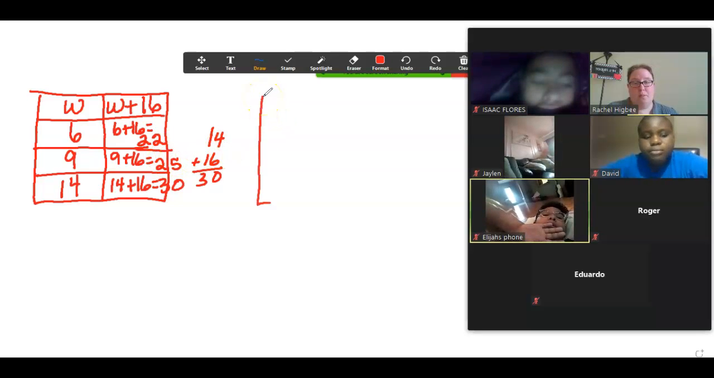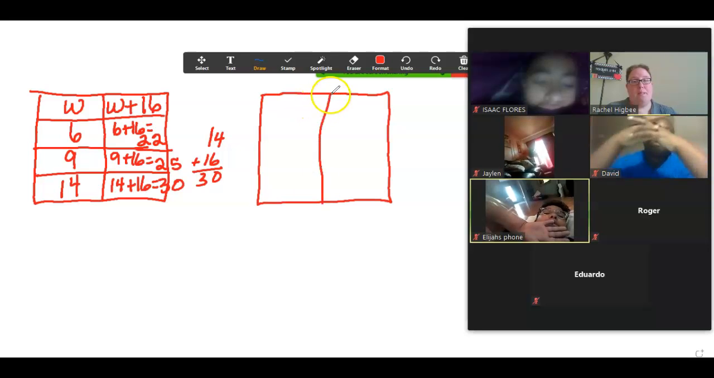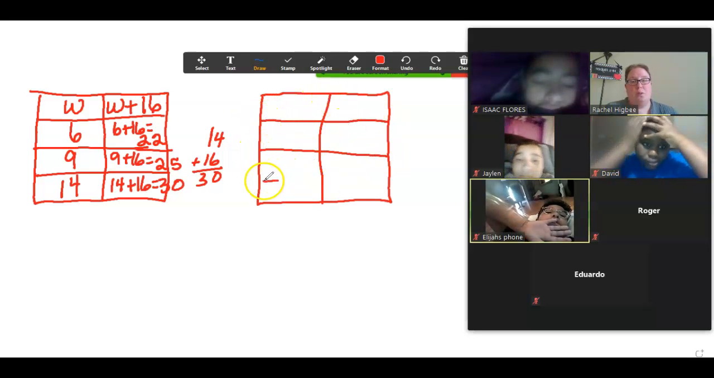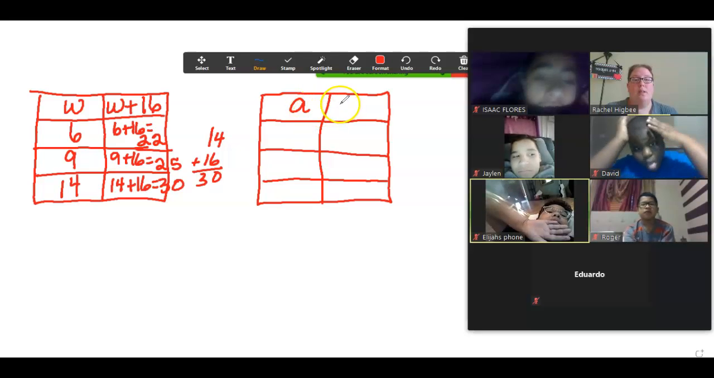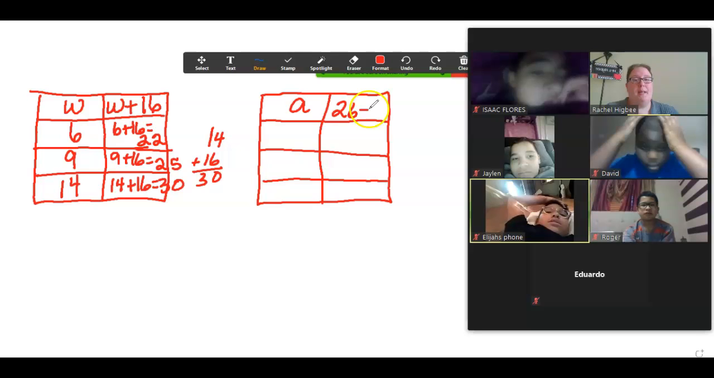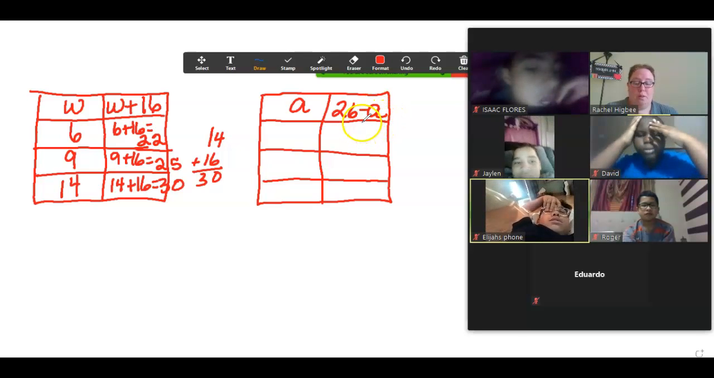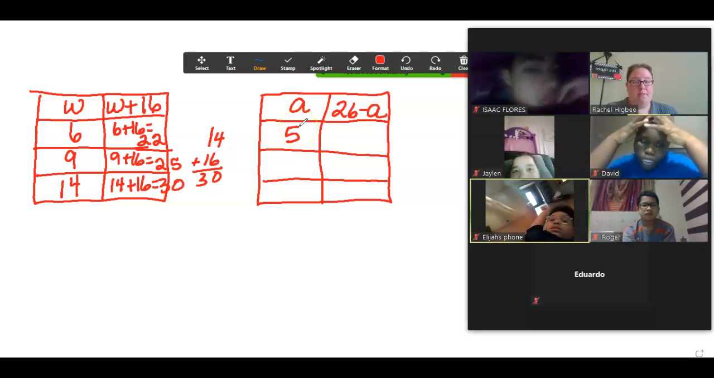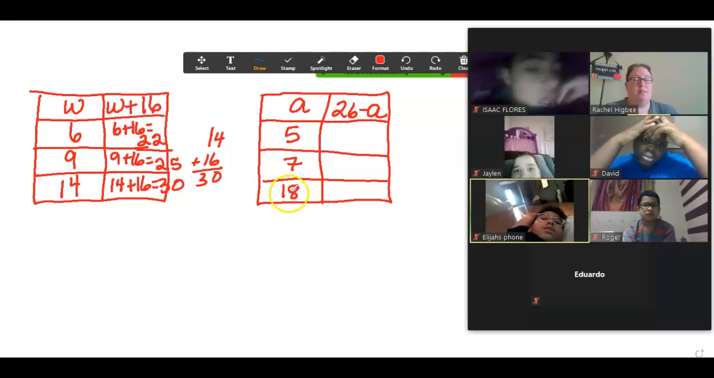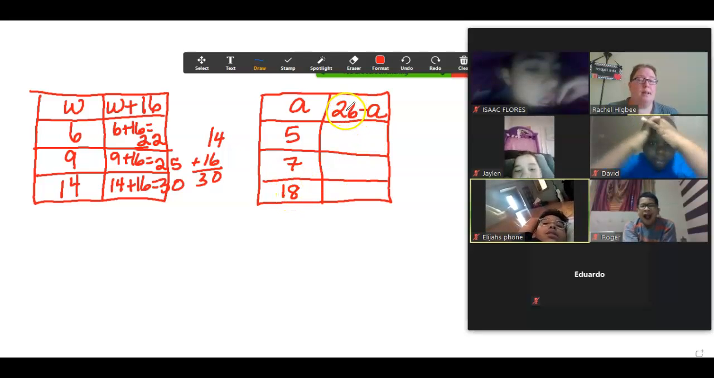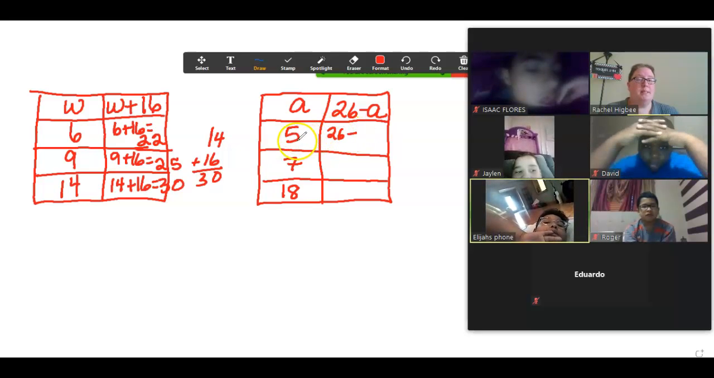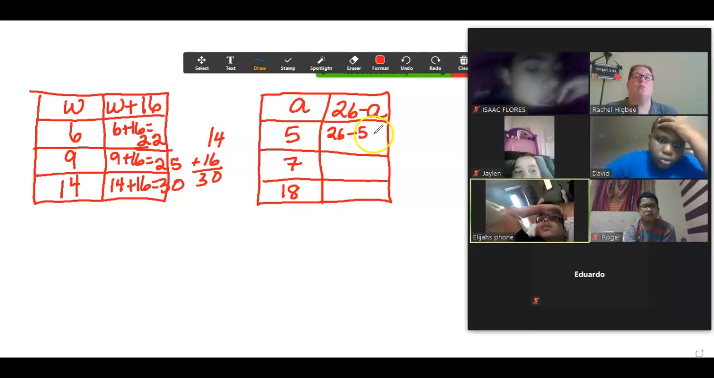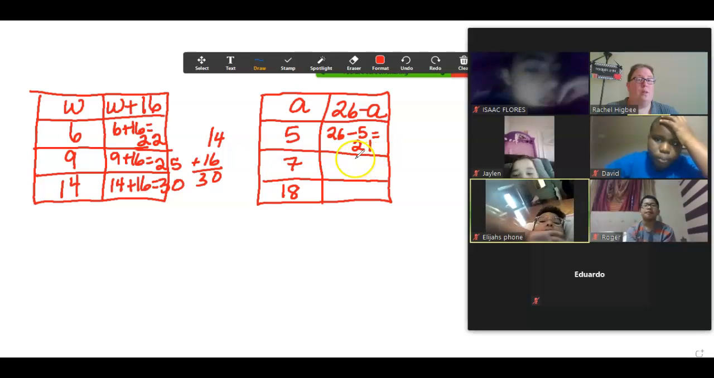All right, so let's do another one. Same thing, we're going to have a table. This time my variable is going to be A, and I'm going to do 26 minus A. This time A is going to be 5, 7, and 18. Now remember, all that means is I'm going to do 26 minus whatever the number is. Which means that this first one is 26 minus 5. 21, very good.